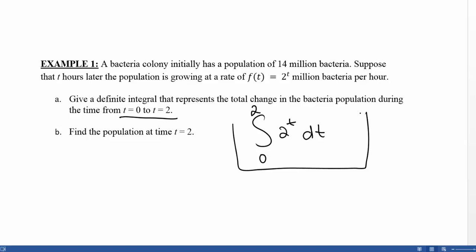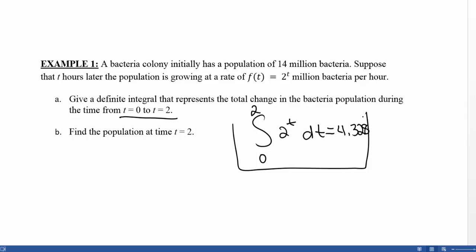Now, part B wants you to actually find the population at time equals 2. This is a subtle difference between what we've been doing before, which is finding the change in population. So let's see how this makes a difference. If we want to find the population at time 2, the first thing we need to do is find how much the population changed. So if we calculate this integral from 0 to 2 and we plug that in, we're going to get 4.328. But again, that doesn't tell me the population at time equals 2. That tells me how much the function has changed between time equals 0 and time equals 2.